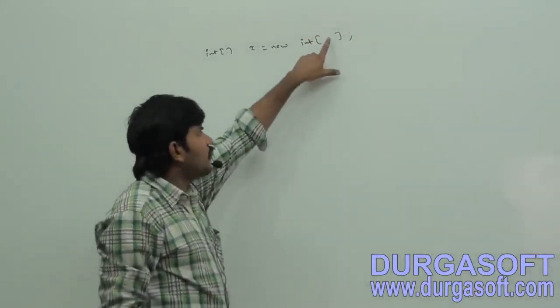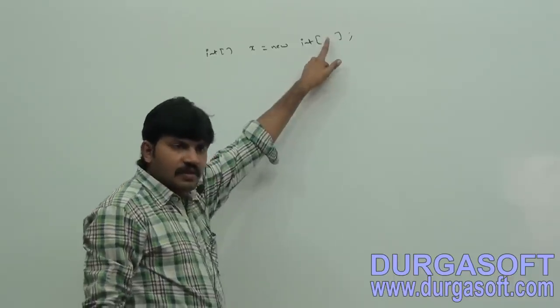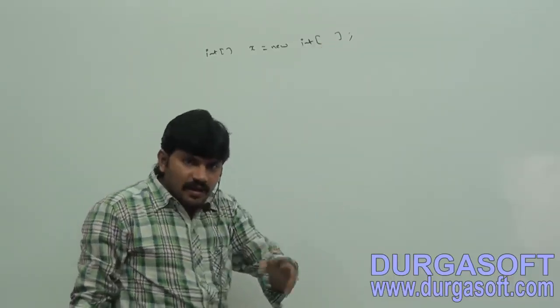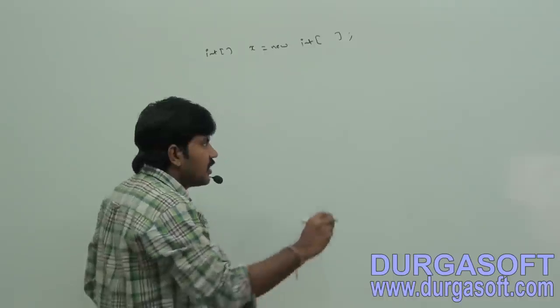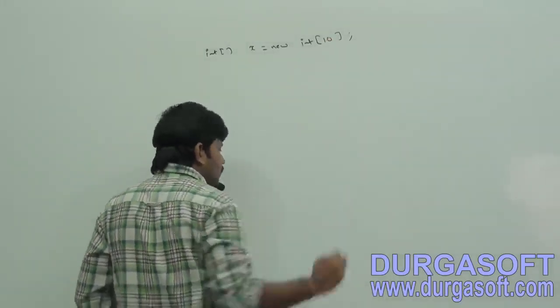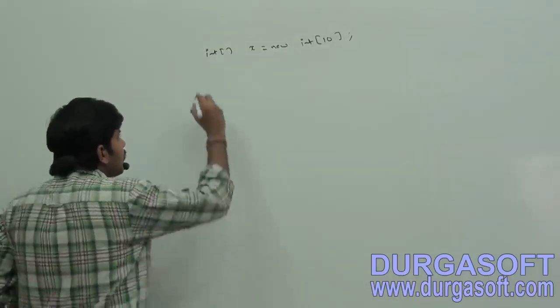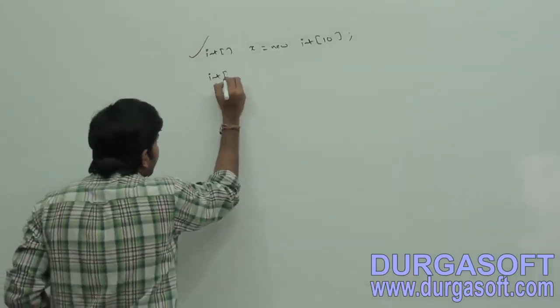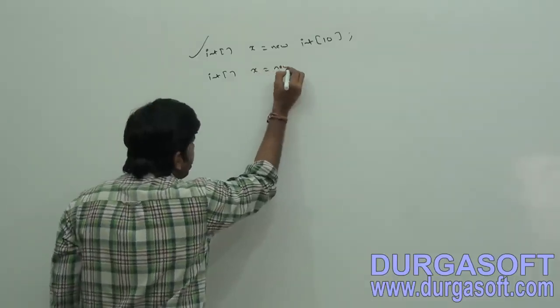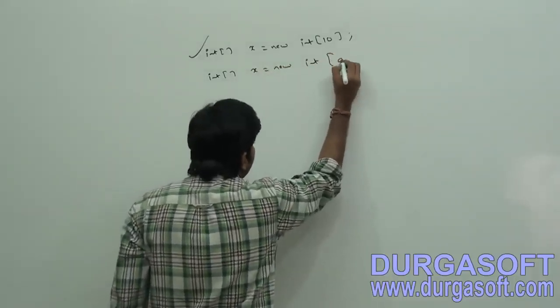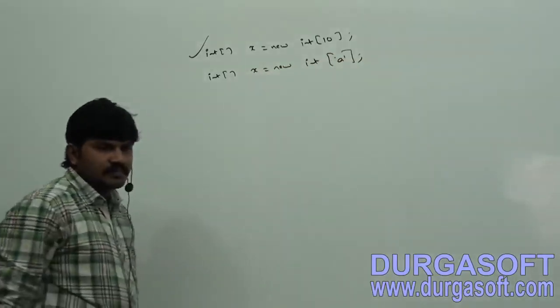Can you tell what I have to take here? Size. Which data types are allowed to specify the size? Sir, int. Allowed or not? Allowed. Sir, I want an int array with a size of 10. Is it allowed or not? Int array x is equal to new int array of 'a'.